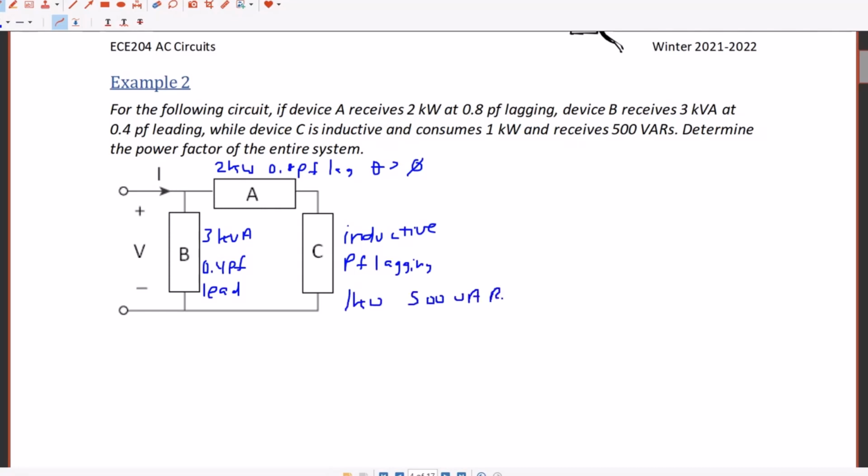So the other thing that these units tell us is what these values are. So up here, it was 2 kilowatts. So we know that that's P for A. So PA is 2 kilowatts. Down here, we have 3 kVA. So that means we know that S is 3 kVA, and that's SB. And over here, we have 1 kilowatt and 500 var for C. So we know that PC is 1 kilowatt and QC is 500 var. Are there any questions?